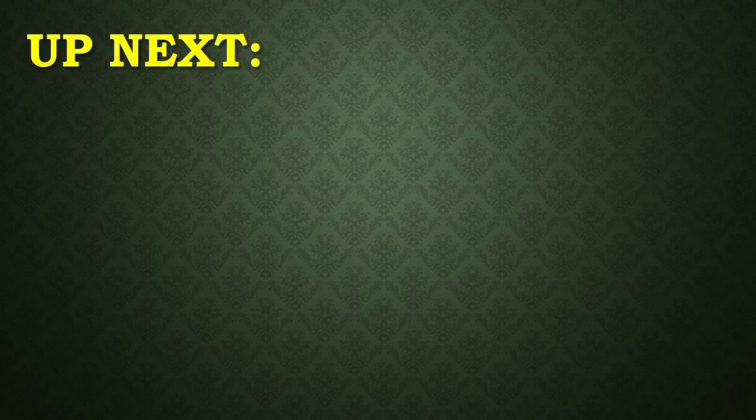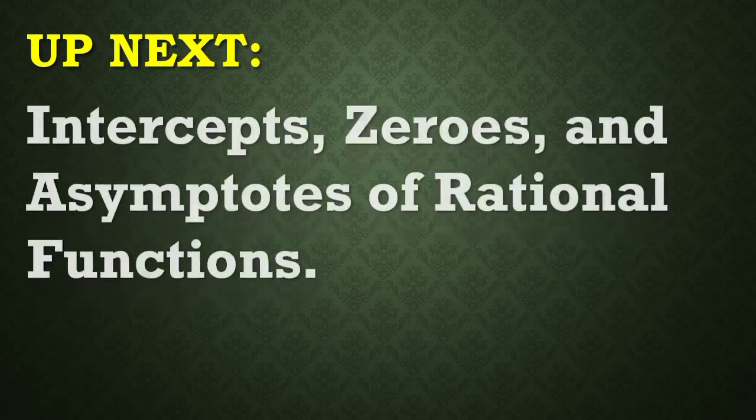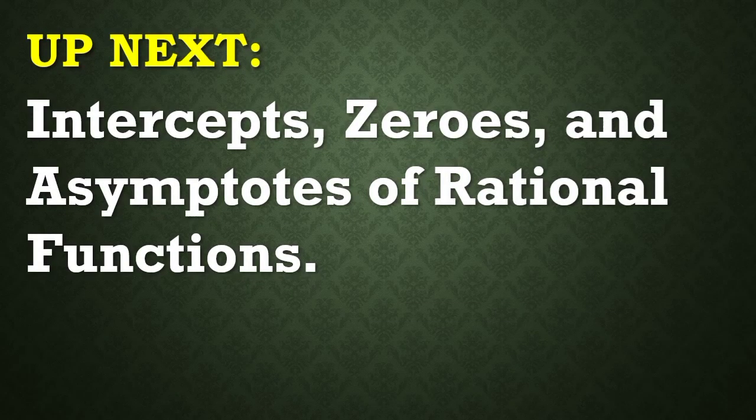Kapag naman range of a rational function ang kinukuha, make sure na kunin muna yung inverse. Dahil ang pagkuha ng domain ng inverse ng function, madali lang naman. Okay. Minsan kasi pag mali ka na dun sa pagkuha ng inverse ng function, syempre, mali na din yung makukuhang domain dun. Okay. So, for our next lesson, we'll have intercepts, zeros, and asymptotes of rational functions.